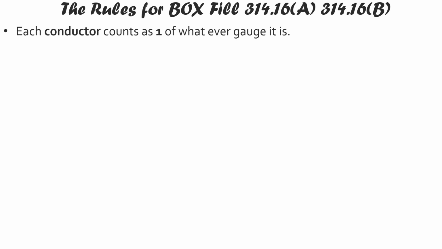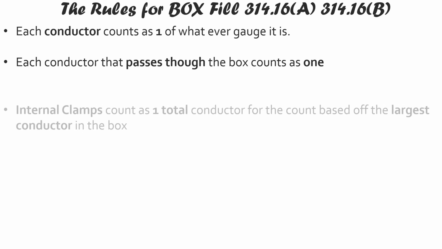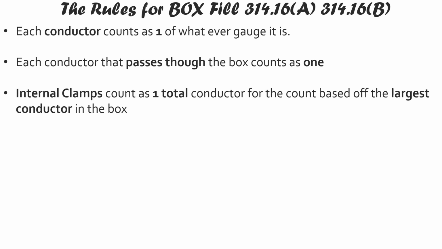Each conductor counts as one of whatever gauge it is. So each 12 counts as one, each 10 counts as one, whatever gauge wire it is. Each conductor that passes through the box counts as one. So even if it doesn't terminate or splice inside that box, if it's passing through that box, it counts as one each. Each internal clamp only counts as one total based off the largest conductor that's in the box.